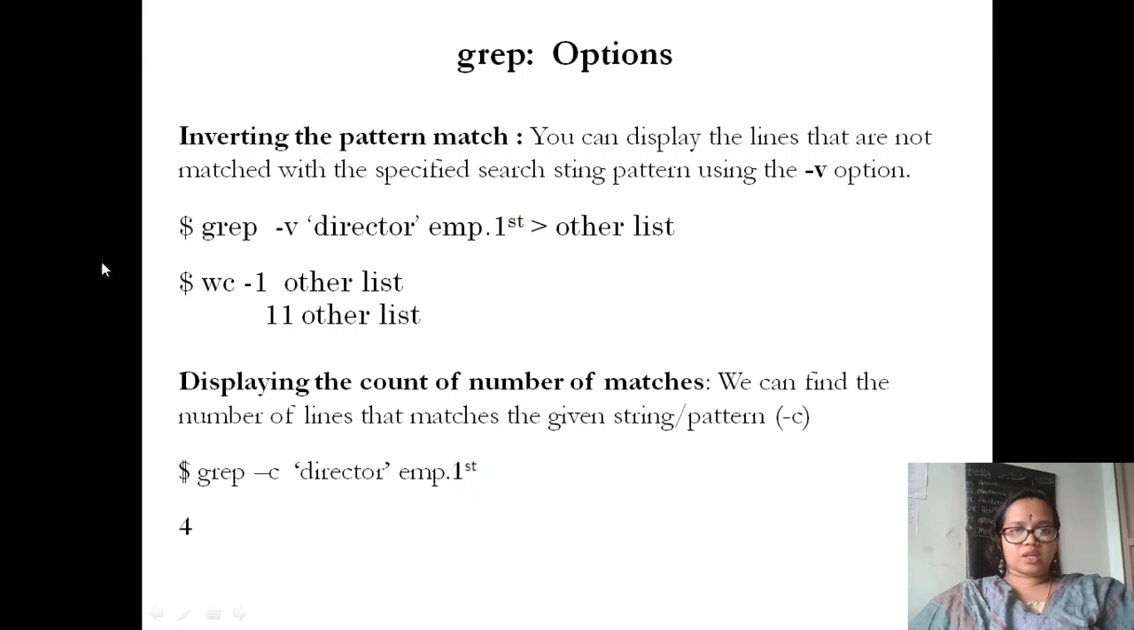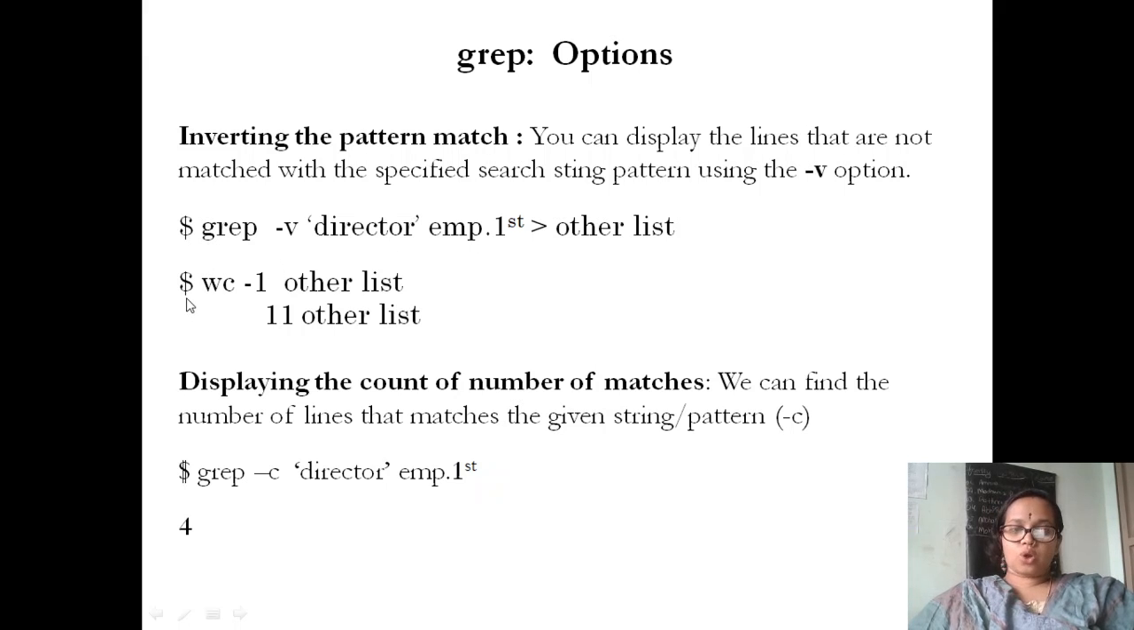Okay, so if I look into this, see grep -v director emp.list > other.list. What I am doing here is searching for the pattern director in the grep command, and I say leaving the director, the rest of the lines should be written onto other.list. So now we don't get any output over here. It will just give you the prompt.